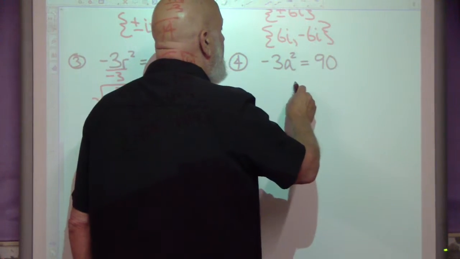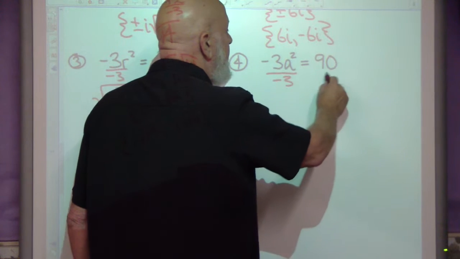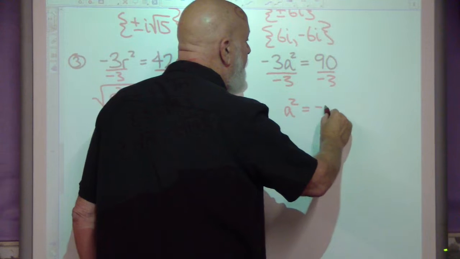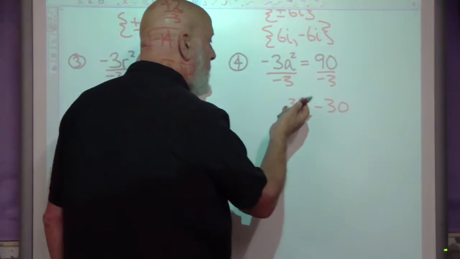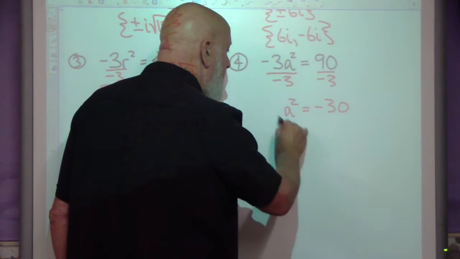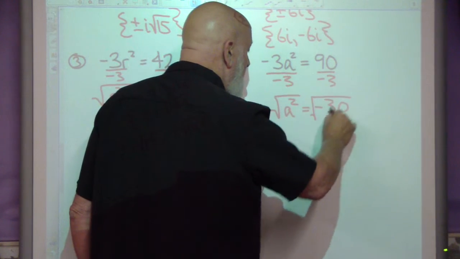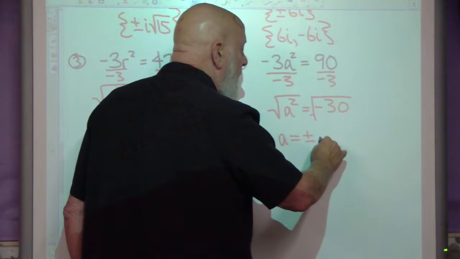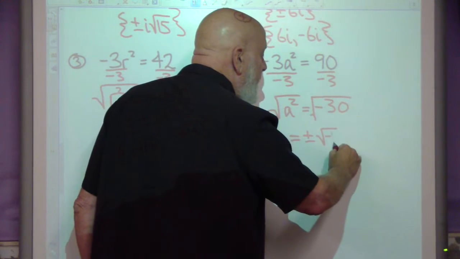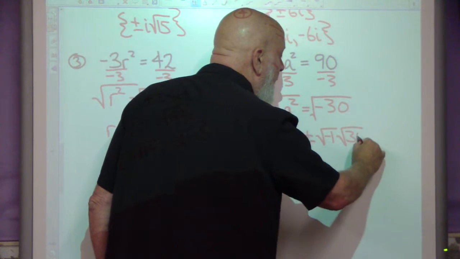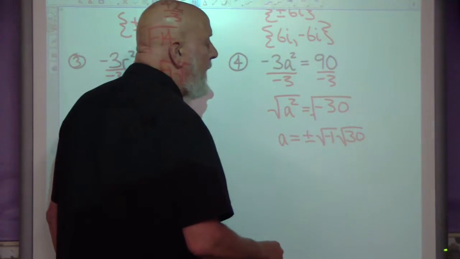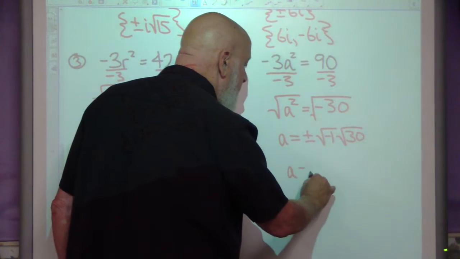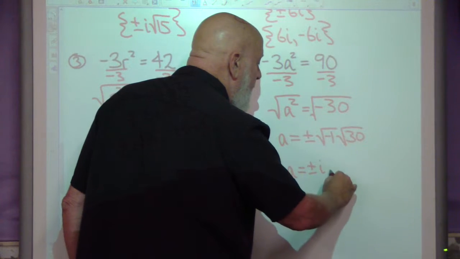Negative 3a squared is equal to 90. I'm going to divide both sides by negative 3. a squared is equal to negative 30. Take the square root of both sides. a is equal to plus or minus the square root of negative 30. I'm going to think of that as the square root of negative 1 times the square root of 30. That's i times the square root of 30. And that won't come out from under the radical either. So a is equal to plus or minus i radical 30.